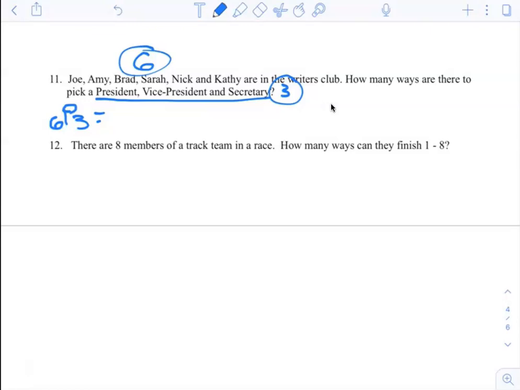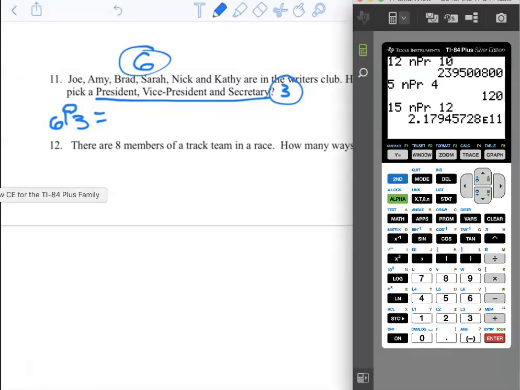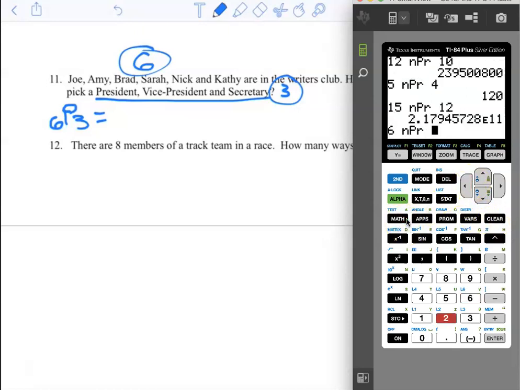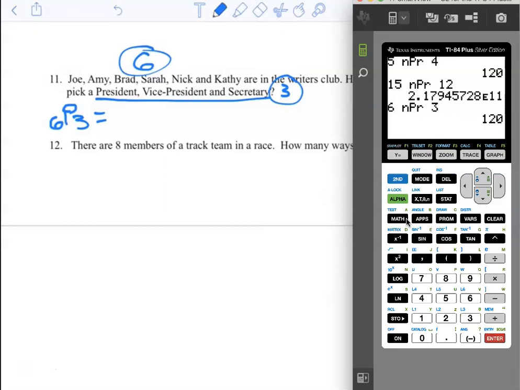6p3, and we're going to go to the calculator and grab that answer, 6 permutations of size 3, and we get 120. So there's 120 different ways that club can pick a president, vice president, and secretary.